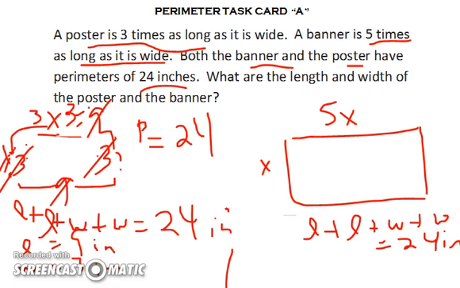Let's try the same guess and check for the banner. Sorry, this is the poster, this is the banner. So on the banner, it's 5 times as long. Well, if I knew 3 was over here, I'm going to try something smaller, because if I know 3 times 3 is 9, 5 times 3 would be 15. 15 and 15 would already be bigger than 24. So let's try 2. If my width is 2, what is 5 times 2? That's 10. And 10 here, and 2 here. 10 plus 10 is 20. Plus 2 would be 22. Plus 2 more would be 24.